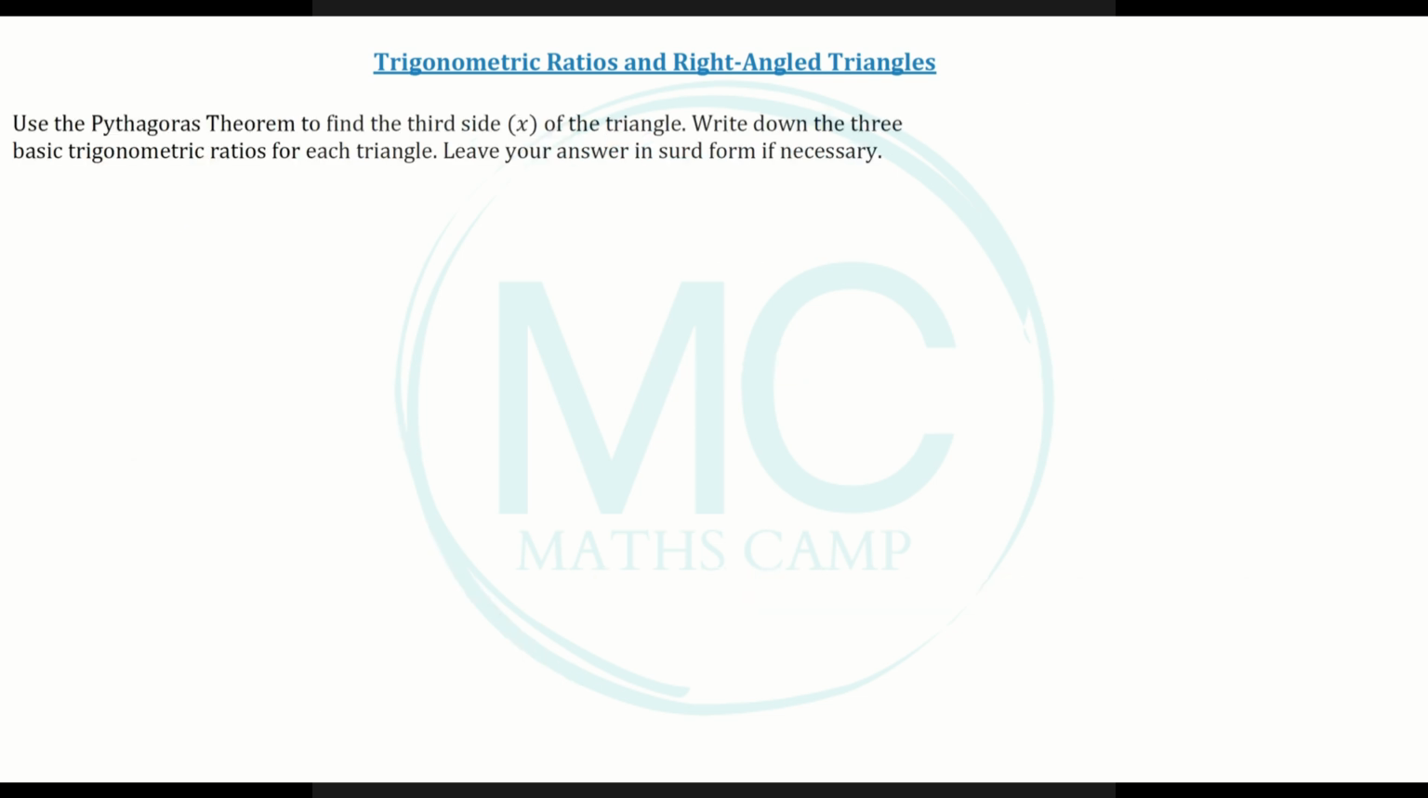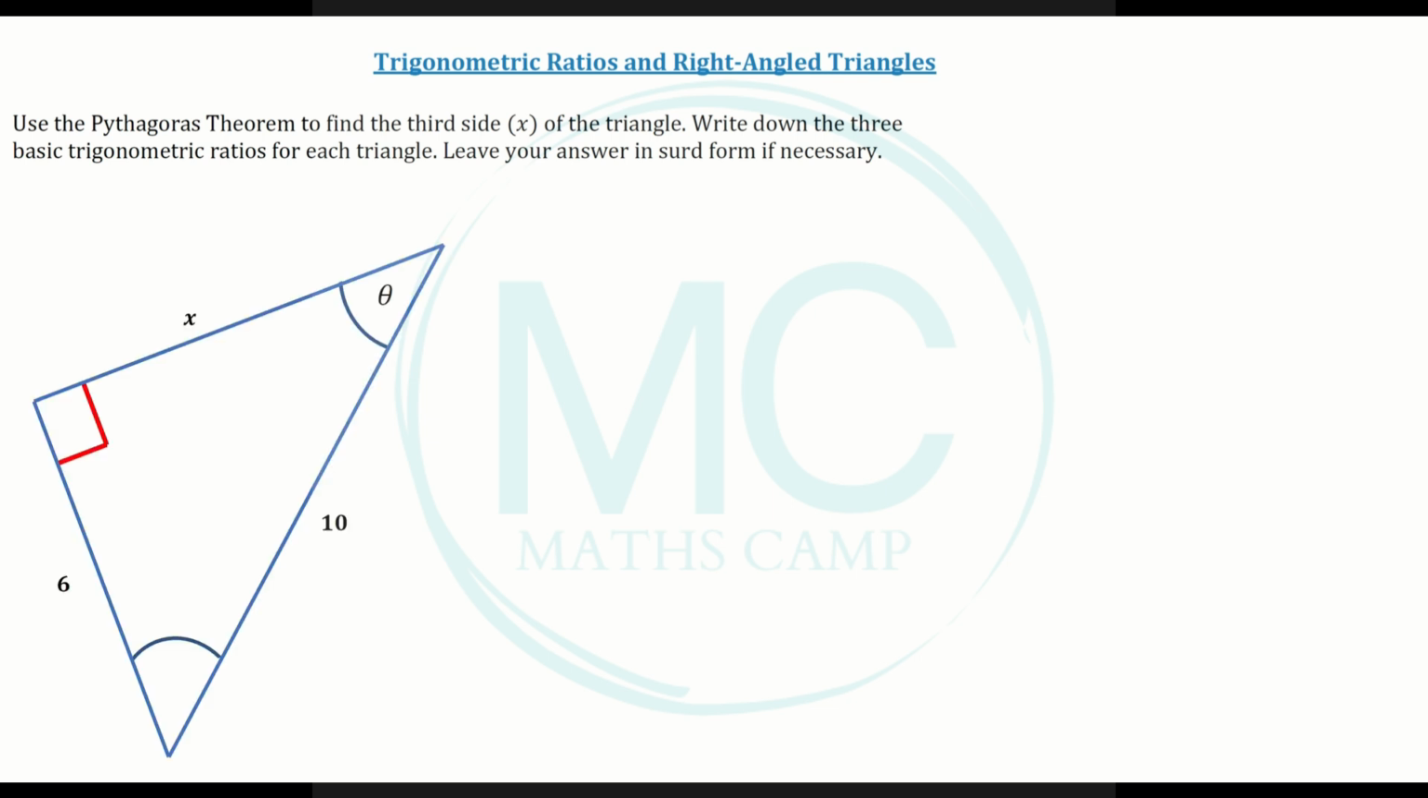Use the Pythagoras theorem to find the third side x of the triangle. Then write down the three basic trigonometric ratios for each triangle. Leave your answer in surd form if necessary. And we are given this triangle over here.